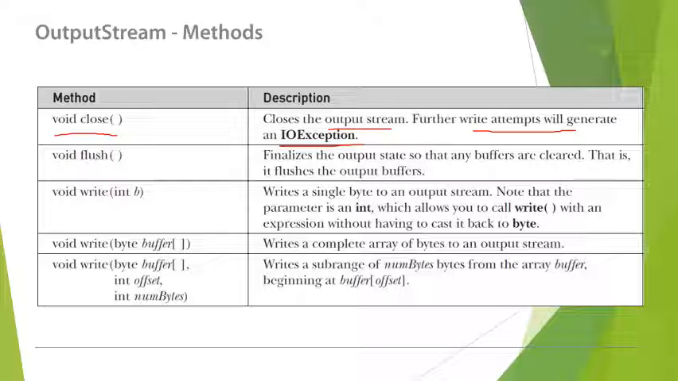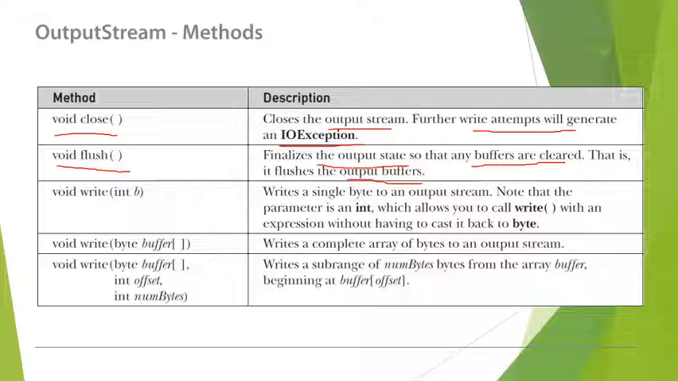The next method is void flush(). In this case, it finalizes the output state, and all the buffers are cleared. That is, it will flush all the output buffers. Nothing will remain in the output buffers, so it will clear all the output buffers.